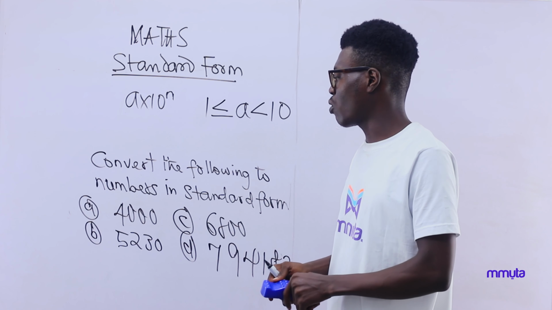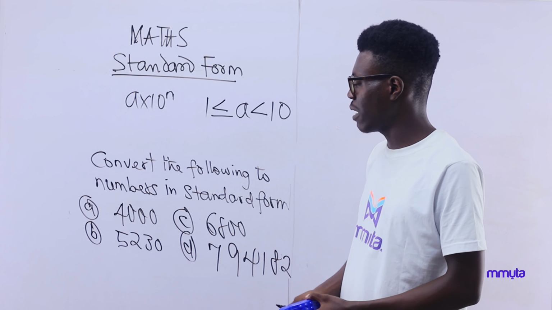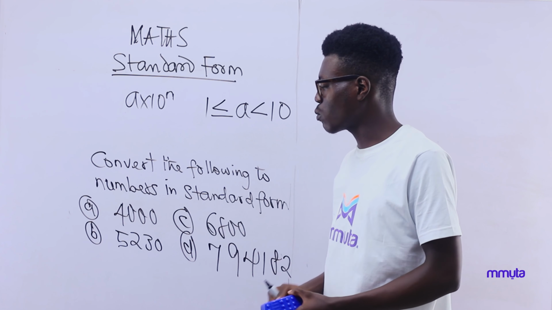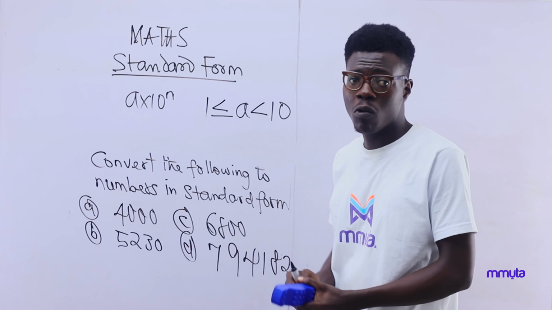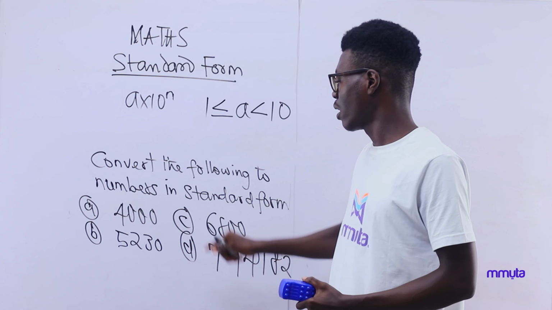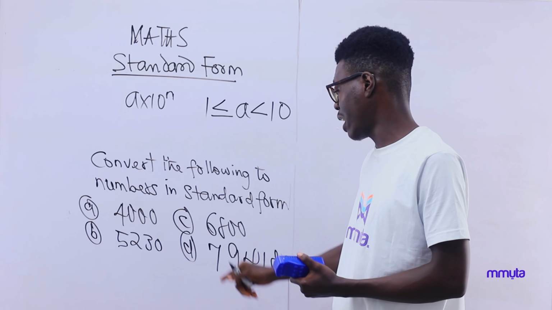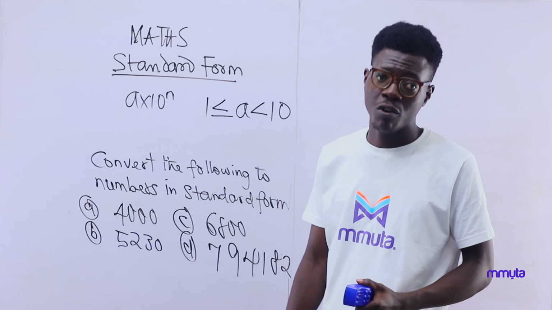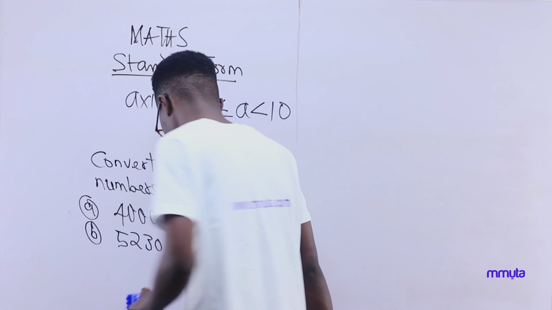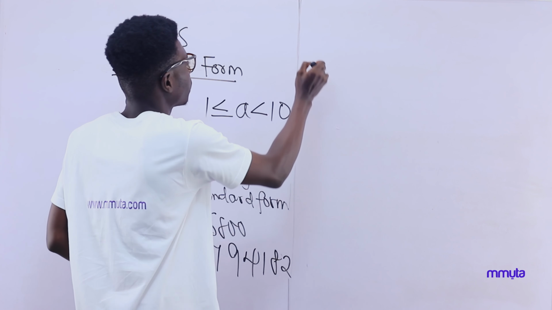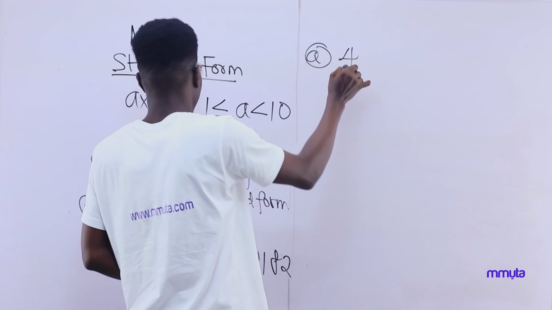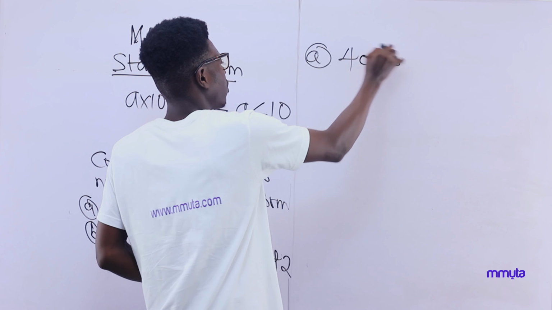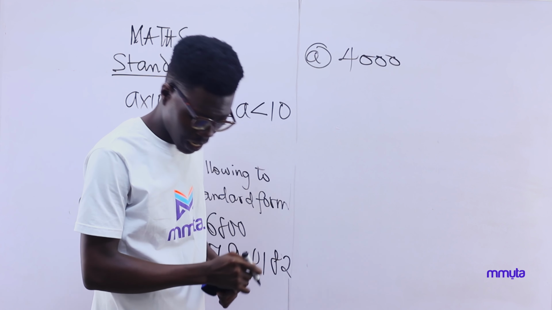So let us try and convert the following numbers to numbers in standard form. We have the first one, 4,000. The second one, 5,230. The third one, 6,800. And the fourth one, of course, is 794,182. So we simply say the first one is 4,000. Let us express this as a number in standard form.